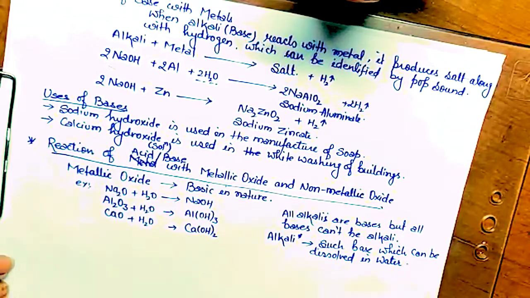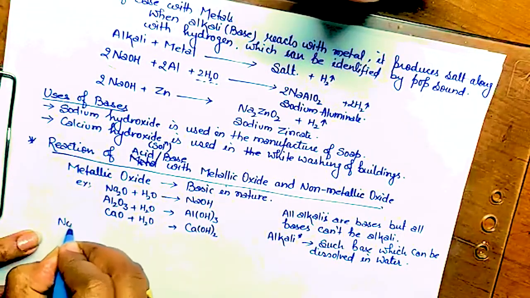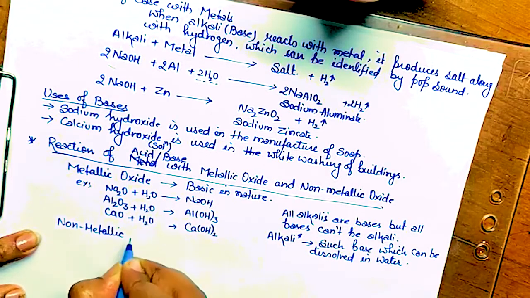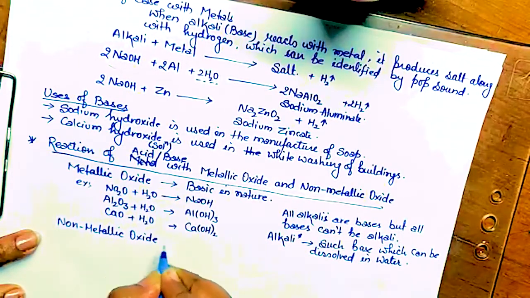Got it? So now the next thing, non-metallic oxide. Non-metallic oxides, if we talk about them, are acidic in nature.